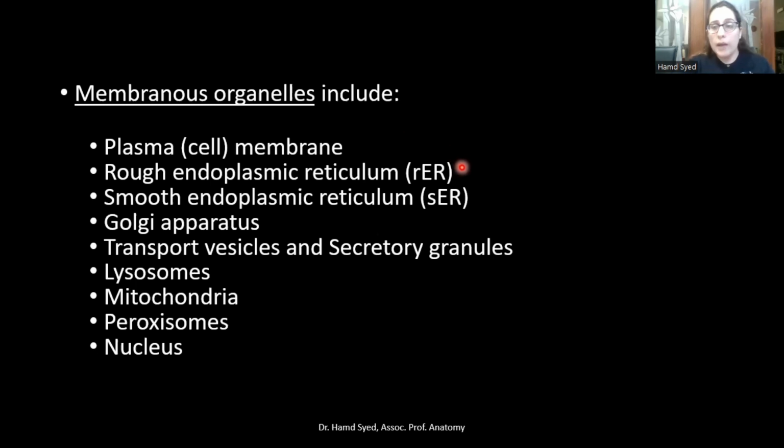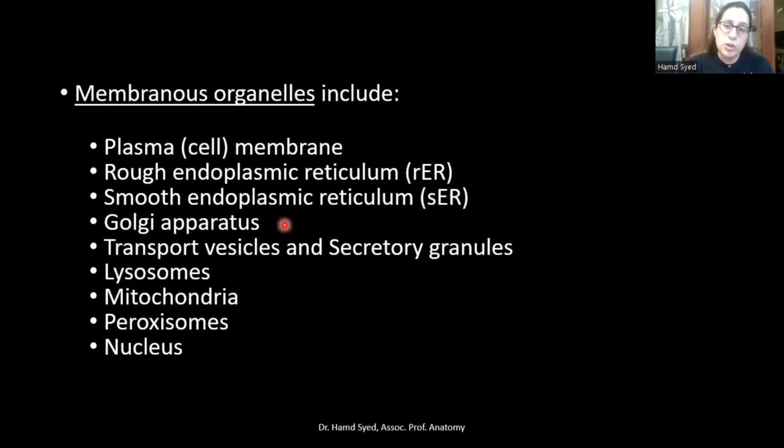Then when we look at the further structures within the cytoplasm of the cell, we have other membranous organelles such as the endoplasmic reticulum, which can be the rough, that is the one with the ribosomes, or the smooth endoplasmic reticulum, which is without the ribosomes.